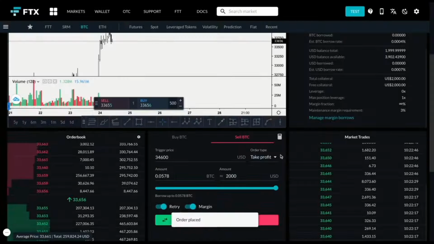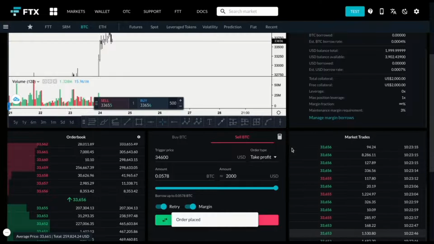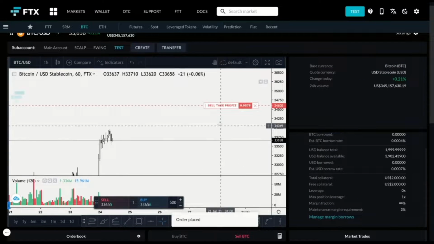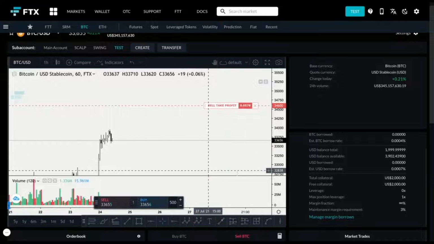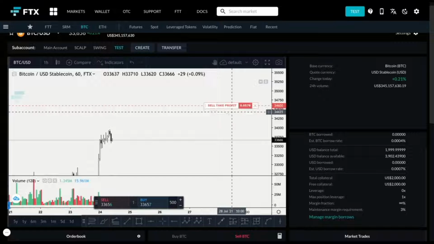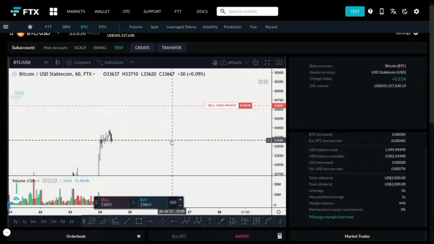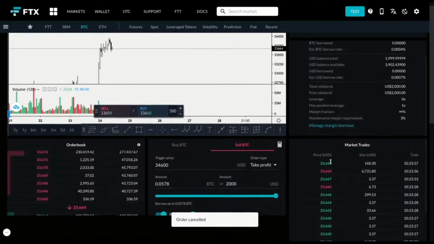You ignore this, I'm only doing it for example purposes. That box wouldn't come up if I actually had bought Bitcoin first. You won't see that box if you actually own the Bitcoin, and you shouldn't be placing these trades unless you own the coin. So that means that if price goes up here and you want to take profit, it'll sell your Bitcoin for you and lock in the profit. That's how take profit works.